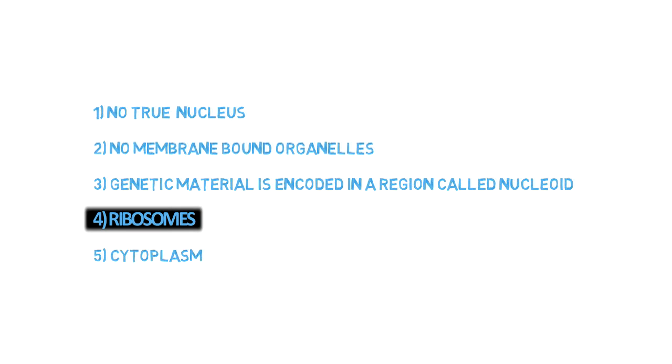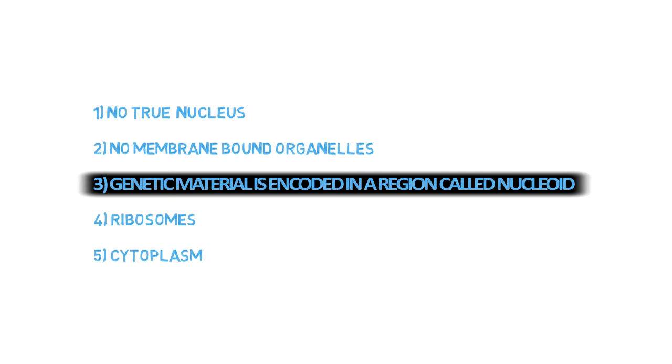They have only ribosomes and cytoplasm, and their genetic material is encoded in a region called the nucleoid. Prokaryotes don't have the histone protein with the help of which DNA makes chromosomes, so they do not have proper chromosomes as well. That's it for the prokaryotic cells.